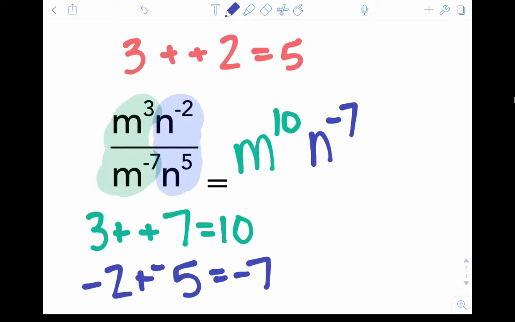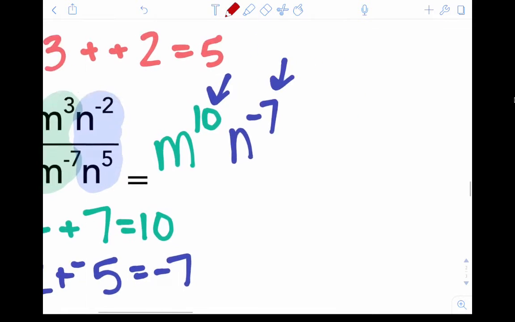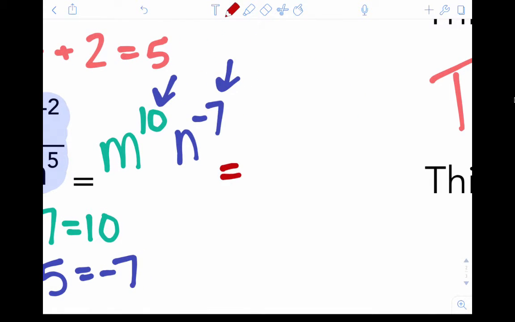But I have a negative exponent, so I need to change this negative exponent, but I need to keep this one the same. So what I'm going to do is, this is multiplication. Now I have two variables next to each other, which tells me that it's multiplication. So I can leave m to the 10th as it is, and then I can change n to the negative 7th into the fraction. I can take the inverse of the positive exponent. So I can write this as 1 over n to the 7th.